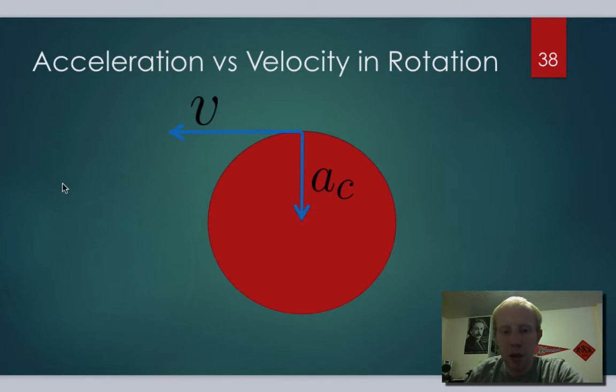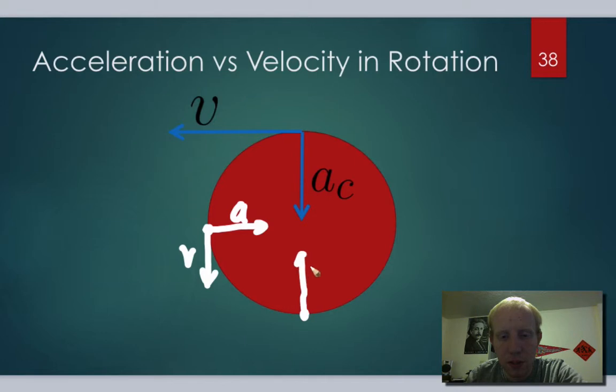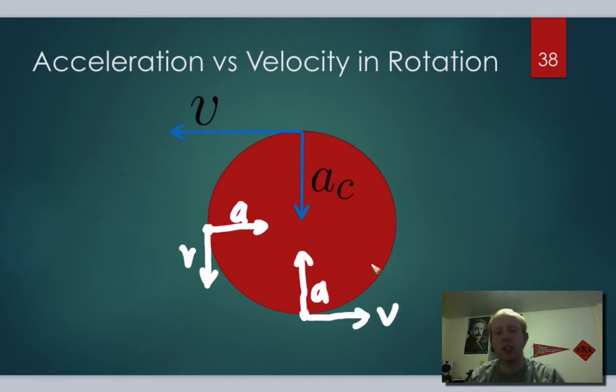Okay, when the object is at this point right here, its acceleration will go that way and its velocity will go this way. When it's down here, its acceleration will go this way and its velocity will go that way. So no matter what direction this thing is facing, no matter what point in the circle it's at, it always has this property that the way that the object's moving and the way that it's accelerating are perpendicular.